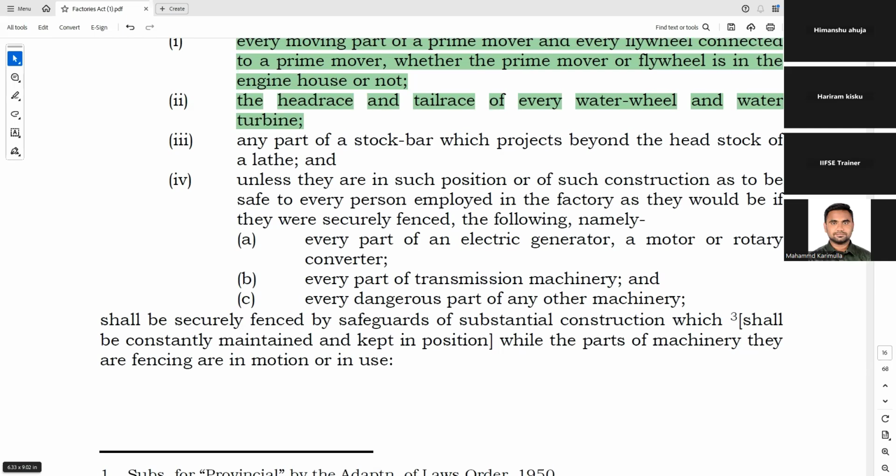Himanshu, do you have any question? No, sir, no. Thank you. Please mute yourself.